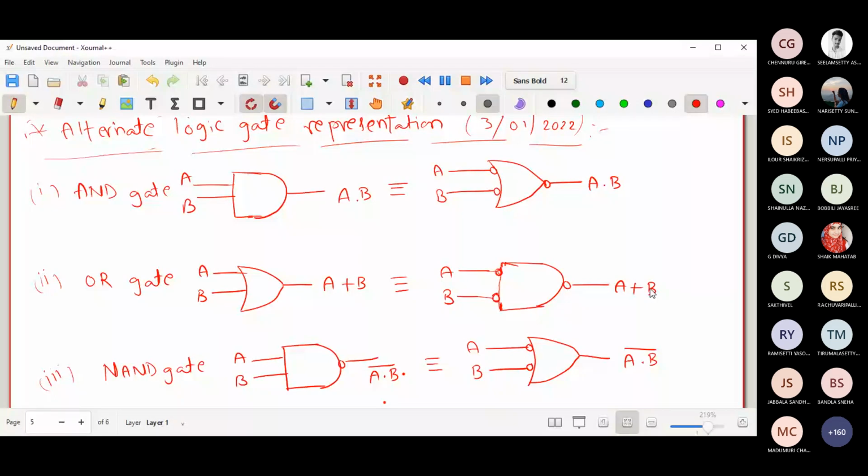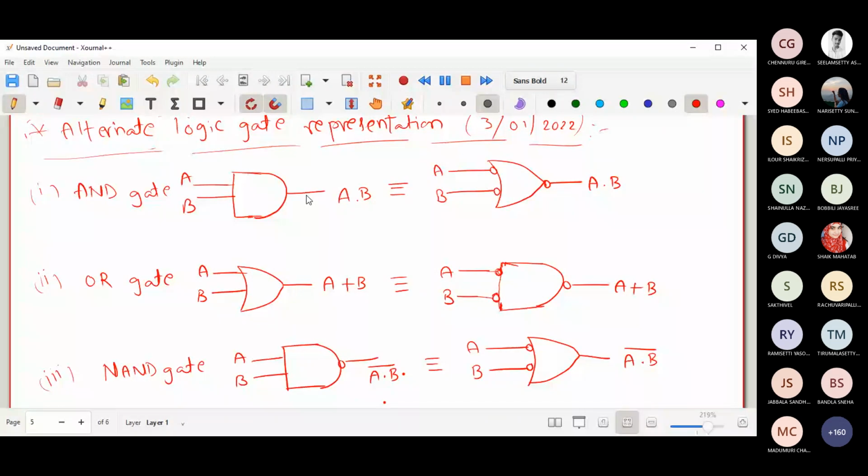Before going to that important topic, first we'll go for a brief briefing about the alternate logic gate expression representation. Usually, we know the symbols for the AND gate, OR gate, NAND gate, NOR gate and so on. So for those gates, how can we represent them in an alternate way, meaning in another way?